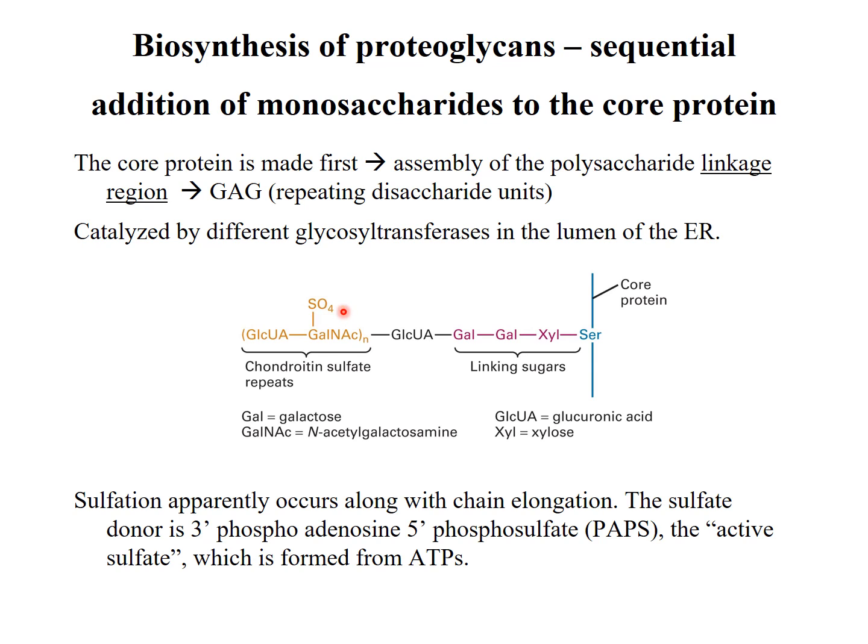Okay, so what to know about it? Sequential addition of sugar residues or modified sugar residues and sulfation to the determined serine, threonine, or asparagine residues, to form O-linked or N-linked bonds between the protein and the GAGs.